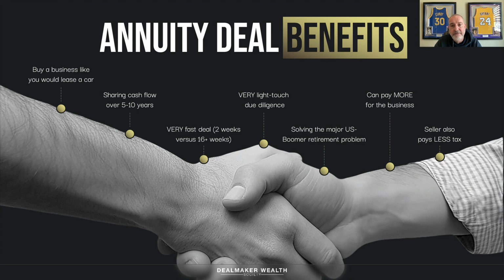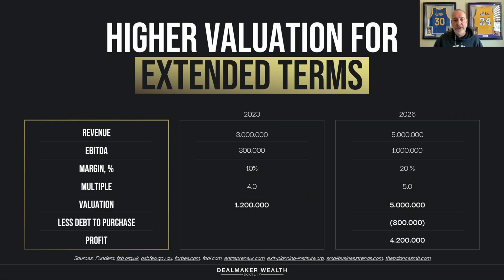And this is solving a very major problem in the United States right now with baby boomers. A lot of baby boomers are retiring. They have very small 401ks. They want income, not capital gains, because they get all their money at closing. They're going to pay a whole bunch of tax, maybe 50% or more, and then they're going to have less money to invest to create an income stream for them. So we can pay them a lot more money over an extended period of time.